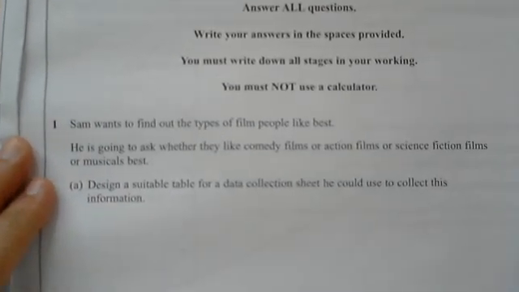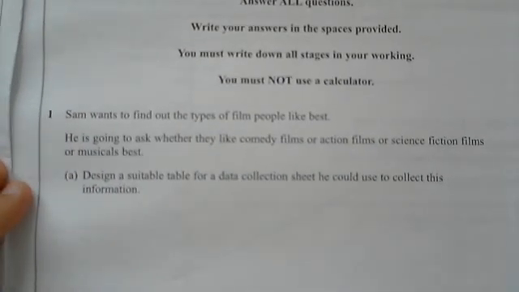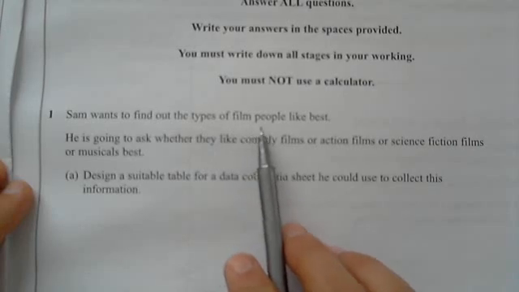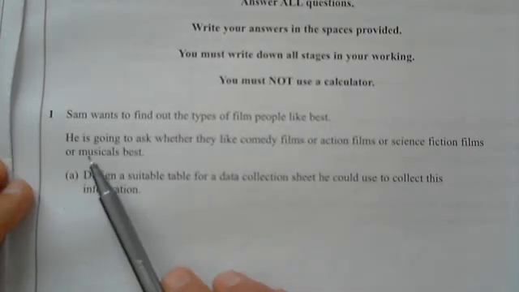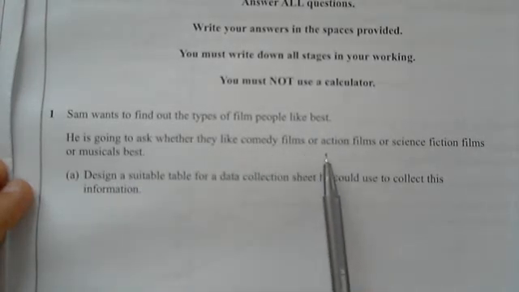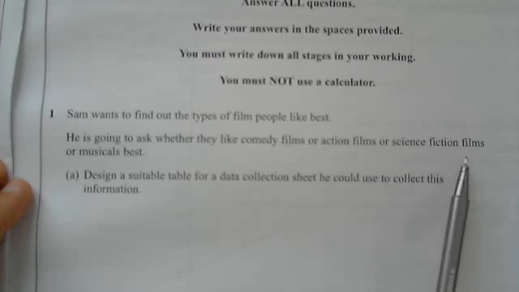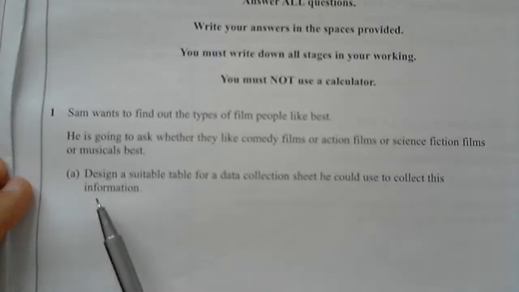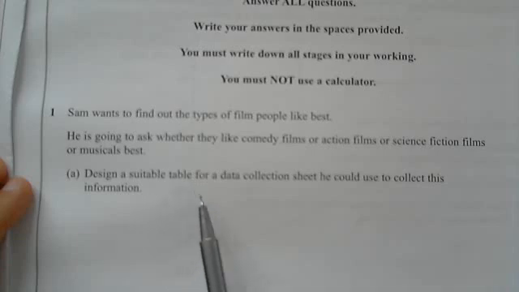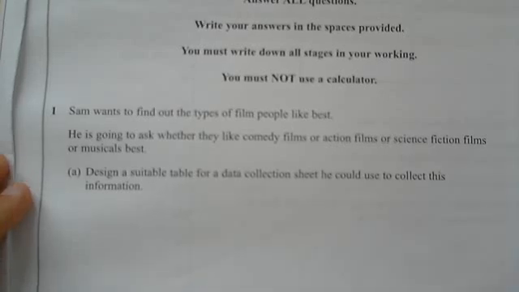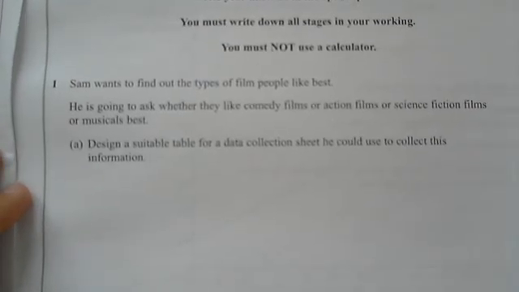Okay, let's go to question number 1. It says Sam wants to find out the types of film people like best. He's going to ask whether they like comedy films or action films or science fiction films or musicals best. It says design a suitable table for a data collection sheet he could use to collect this information.